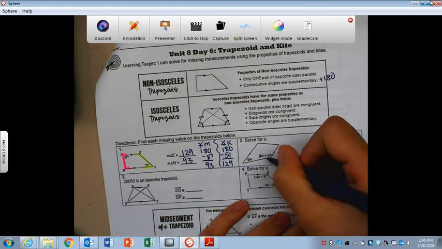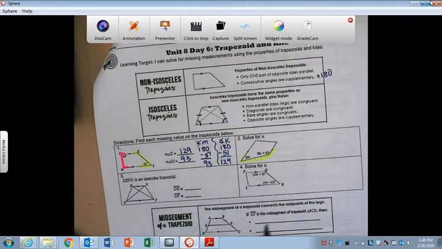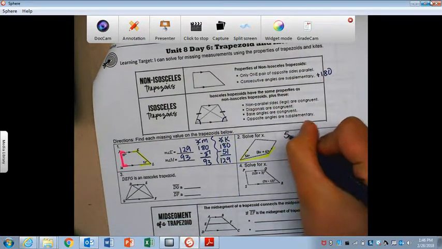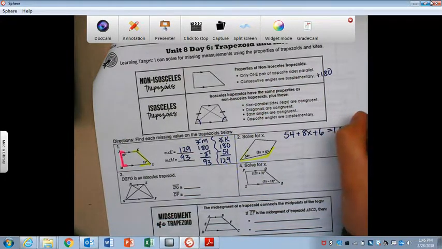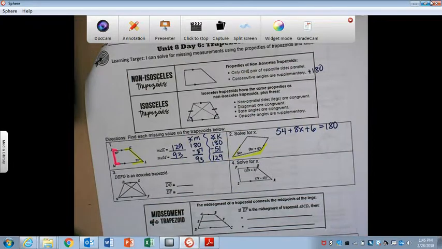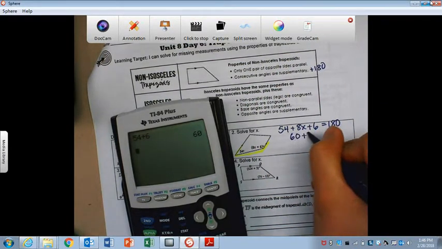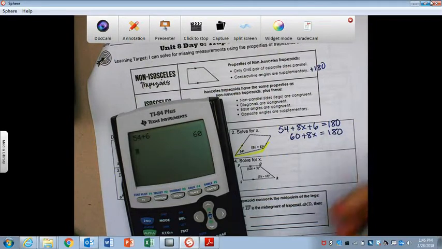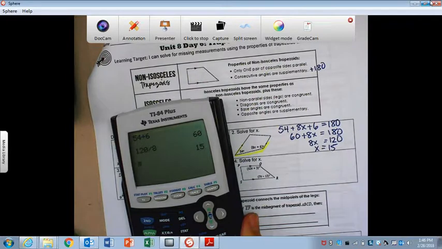So here, these are consecutive angles. Okay? And then my equation for that would be 54 plus 8x plus 6 is equal to 180. Okay, so now let's add like terms. So 54 plus 6, 60 plus 8x equals 180. You subtract the 60, that becomes 120. 120 divided by 8, x is 15, and we are done with that problem.